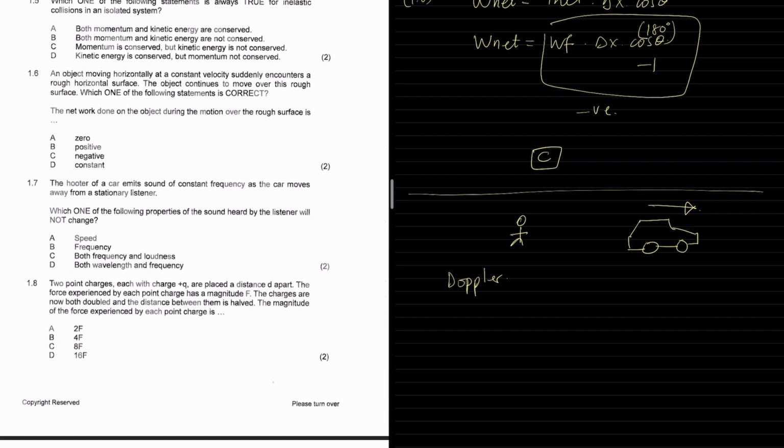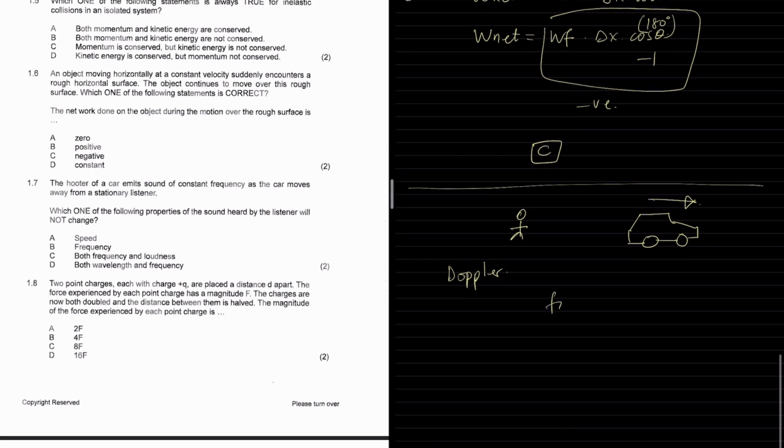So we go through these options. You have speed, frequency and loudness, wavelength and frequency. Here we don't have to actually do any calculation. Just remember that in the equation for Doppler, so FL is equal to V plus minus VL over V plus minus VS times Fs. The one thing that's constant is V, which is the speed of sound. So the answer here is A.